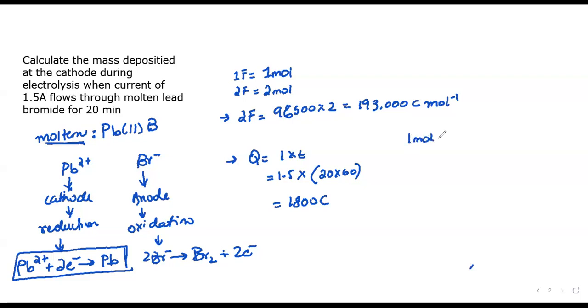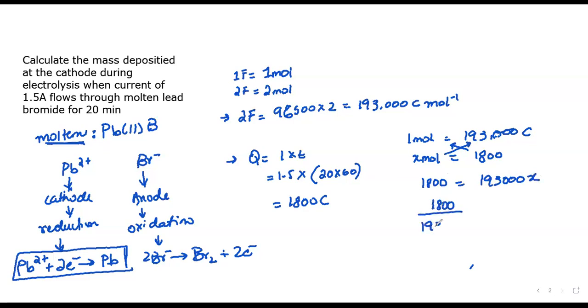How much charge do I need per mole? 193,000. For 1 mole, I need this much charge. I'm saying 1 mole of lead, not 1 mole of electrons. For 1 mole of lead, I need this much charge. So how many moles will I be able to produce if my charge is 1800? Cross multiply. So I get 1800 is equal to 193,000 x. 1800 upon 193,000 is equal to x.